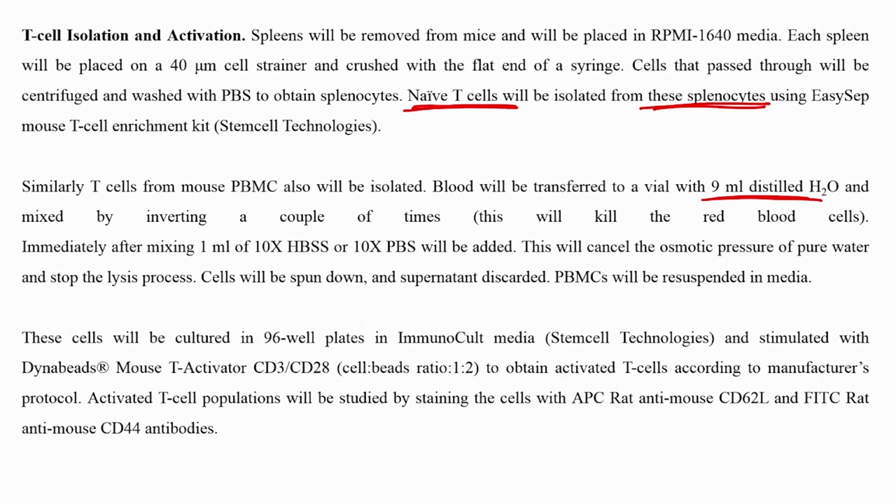So, once we get these T cells, they will be cultured. We have to culture these T cells in a 96 well plate in ImmunoCult media. This is a media specially for culturing T cells, and they are stimulated with Dynabeads. Dynabeads are used to activate T cells, so that we have the activated T cells, according to the manufacturer's protocol. Then we can study these activated T cells with either APC rat anti-mouse or FITC rat anti-mouse CD4 antibodies.